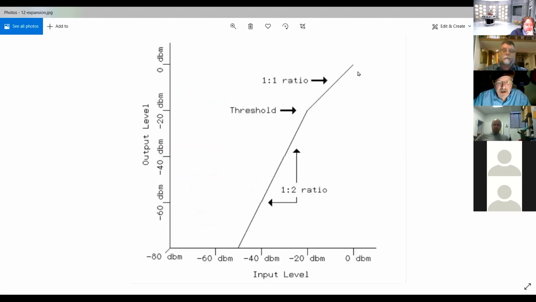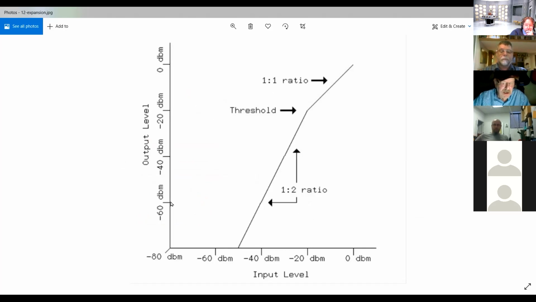And here you see how expander thresholds work. I've set the threshold to -20. Everything above that is at a 1-to-1 ratio. There's no compression, no expansion. It's a piece of wire. Audio goes straight through. Anything below threshold, in this example, I've adjusted for a 1-to-2 ratio.